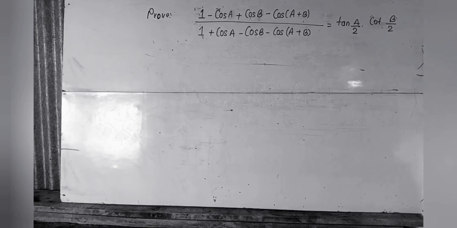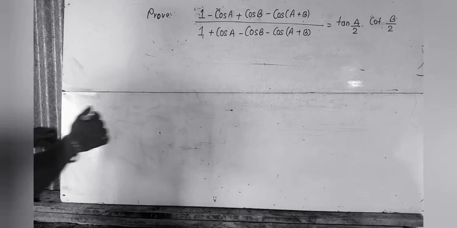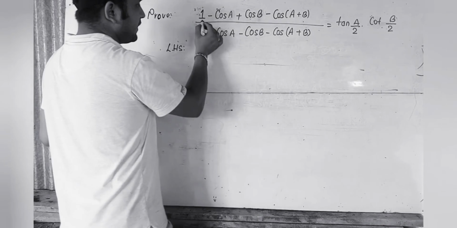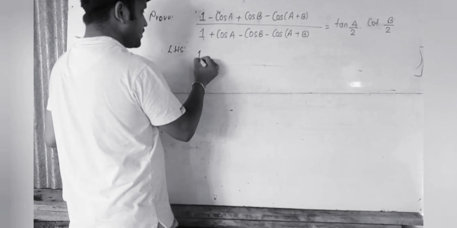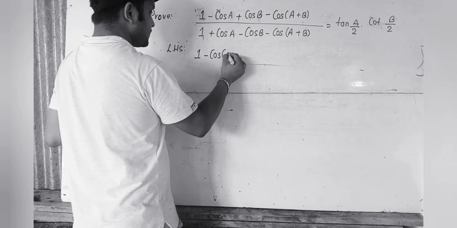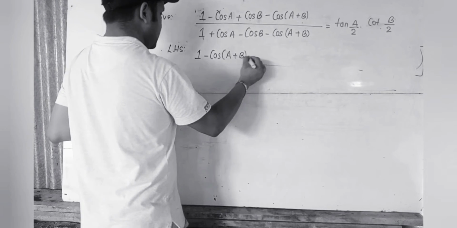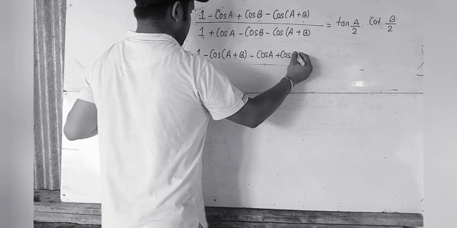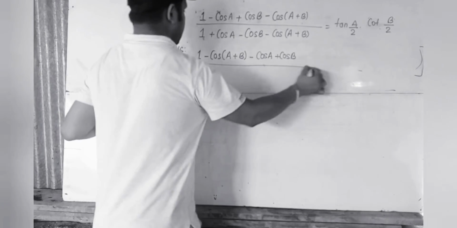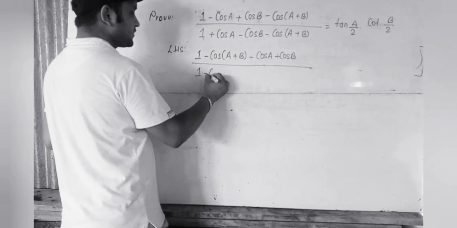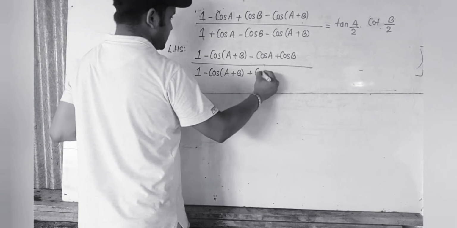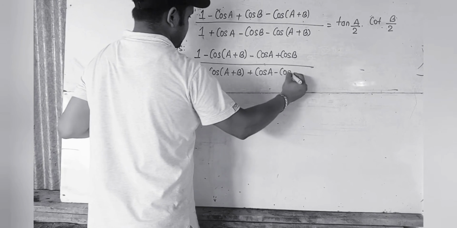Let's proceed for the solution for this question. Let's start from the LHS. In the LHS, I am arranging the terms: 1 minus cos(a plus b) minus cos a plus cos b, by, in the denominator, you have 1 minus cos(a plus b) plus cos a minus cos b.